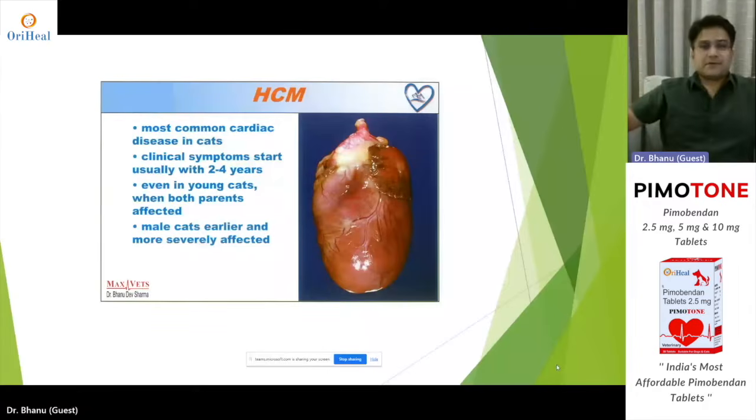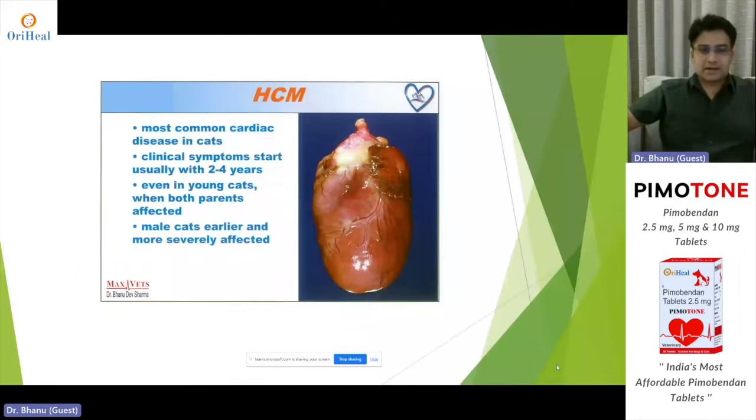So HCM, which is a short form, some of you who are practicing cardiology must have encountered this because this is a very, very common heart condition in cats. I personally have seen this in a lot of Persian cats because the Persian cats are quite common in our country. This disease is characterized by the thickening of the walls of the left ventricle.